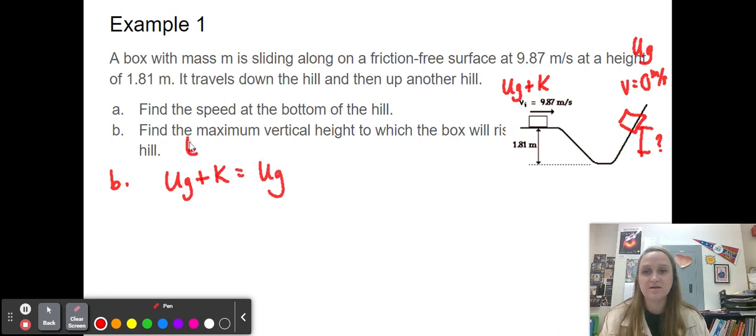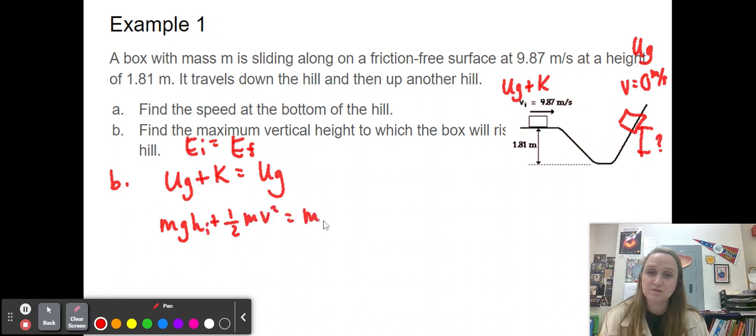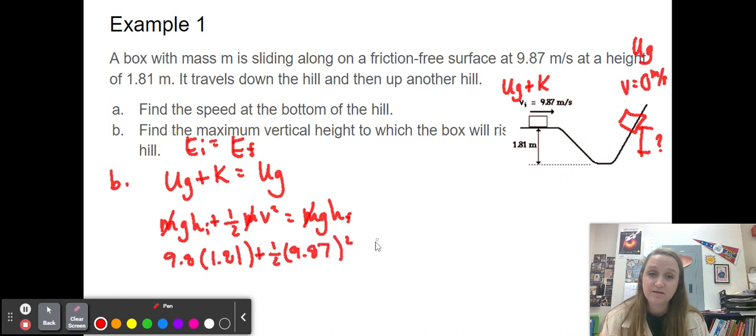Now, again, the initial energy is going to be on the left side, the final energy is on the right side. So mgh plus 1/2 mv squared, where this h is the initial height, equals mgh, and this is our final height. Again, mass can cancel because the mass of the system doesn't really matter when we're talking about energy, it all cancels out. So 9.8 times my 1.81 plus 1/2 times my velocity, which is 9.87 squared, equals 9.8 times hf.